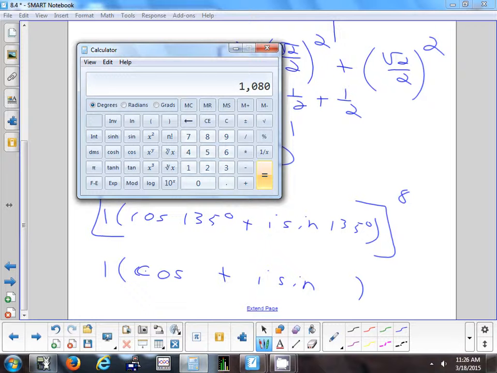What can I do to make that angle smaller? Because when I write my answer for an angle, I want it between 0 and 360. I don't want an angle that's up in the thousands or negative thousands. Yep, you subtract 360. So I get an angle of 0.